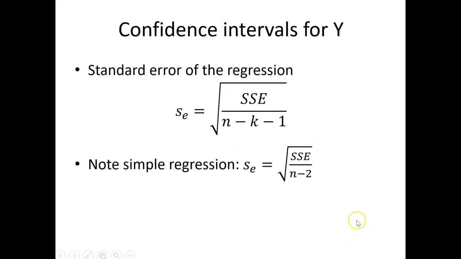Then we can also construct confidence intervals for Y, the dependent variable, and we do this in a similar way that we did in chapter 12, except now the standard error for the regression is adjusted for the number of regressors. In simple regression, K was equal to 1, so n minus 1 minus 1 is n minus 2.